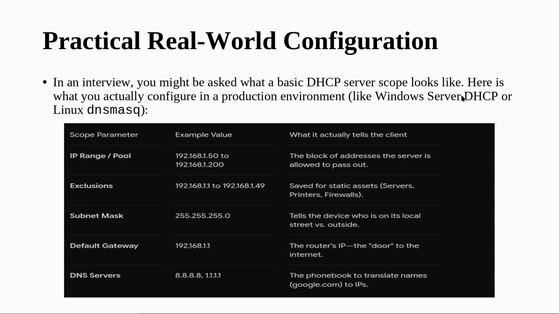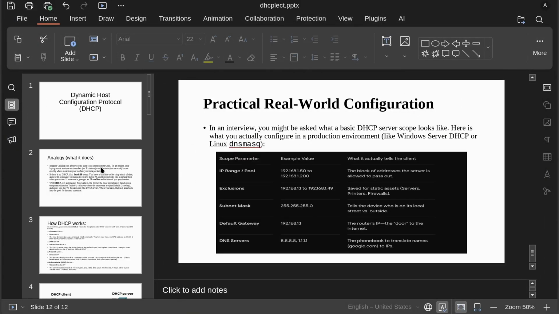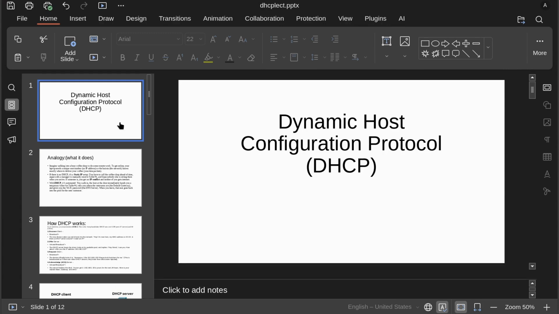So this is how DHCP works. I hope you understand a bit. I know this is a bit of a confusing topic, so if you have any questions, I am more than happy to help you in the comment section.